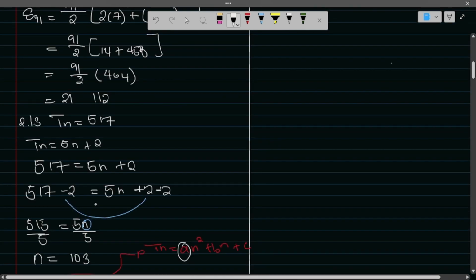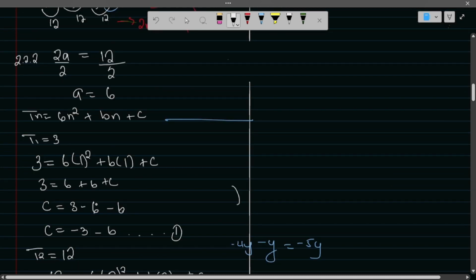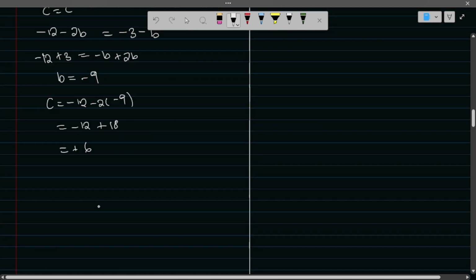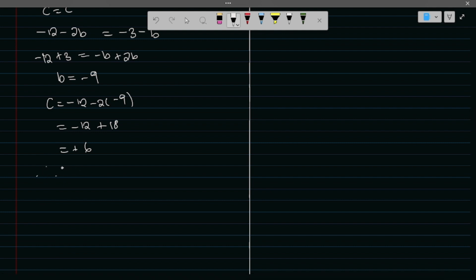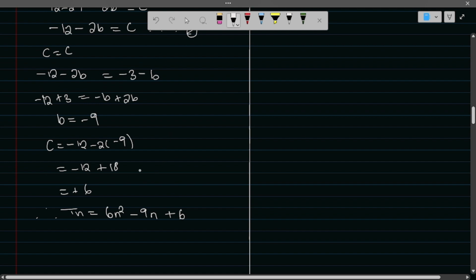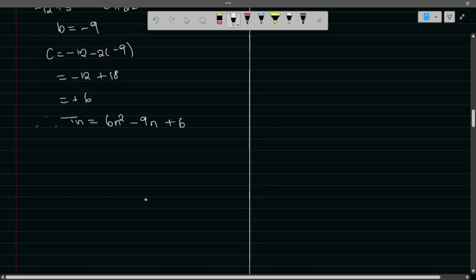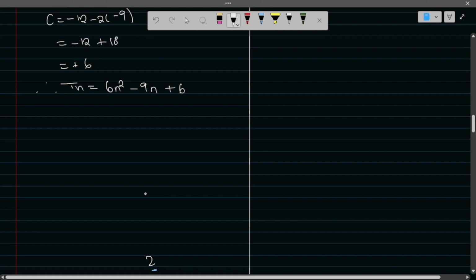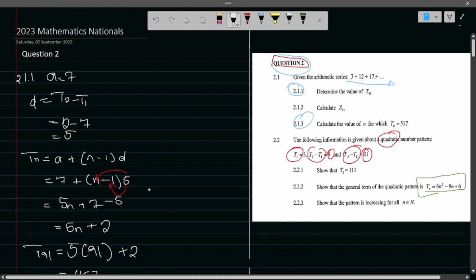Let's look at our equation. Here's the plus 6. So we've actually solved our equation. Then you can say therefore Tn is equal to 6n squared minus 9n plus 6. Right, we've actually proved this because we looked for the coefficients of the n, and also we looked for a, we looked for b, and we looked for c. Right, so let's go to our last question.